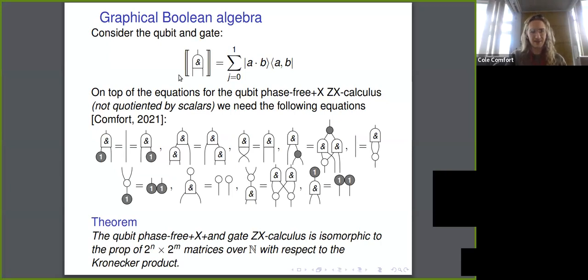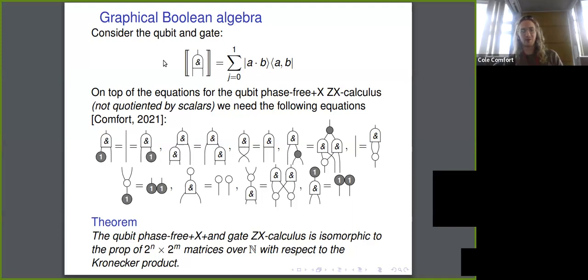So if you add this generator, this multiplication mod 2 generator, which is like taking the logical AND, on top of the equations of the qubit phase-free plus X ZX calculus, except with some caveat that you can't quotient by scalars, so it's not exactly the one I gave in the previous slides. Then you just impose a few more equations. How many? 1, 2, 3, 4, 5, 6, 7, 8, 9 equations. And you also get completeness.